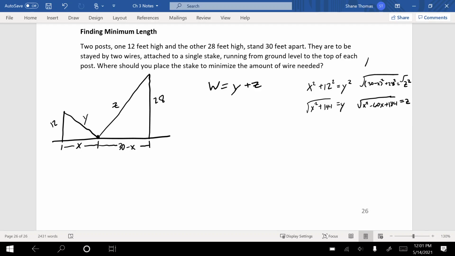So there I have the two values of y and z, so I can plug them in so everything's in terms of x's. Let's go ahead and do that. So W equals the square root of x squared plus 144, plus the square root of x squared minus 60x plus 1684.